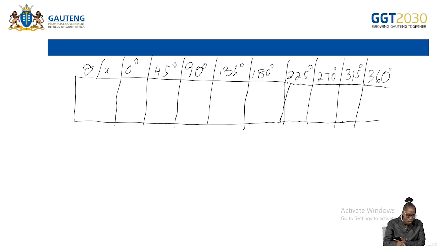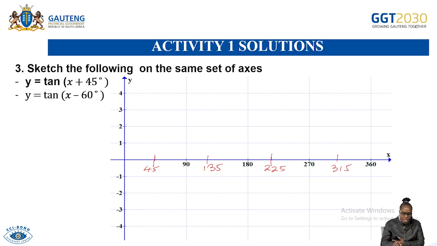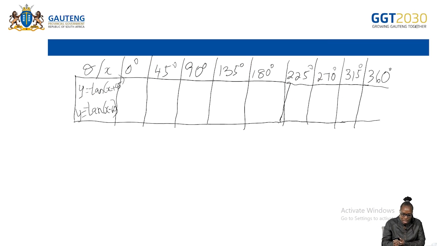For which graph? For the graph of y equal to tan x plus 45, and y equal to tan x minus 60. All right? I am going to plot that graph, y equal to tan x plus 45 and y equal to tan x minus 60. So when plotting at 0, when my x is 0, tan of 0 plus 45 gives you 1. I have a value of 1.